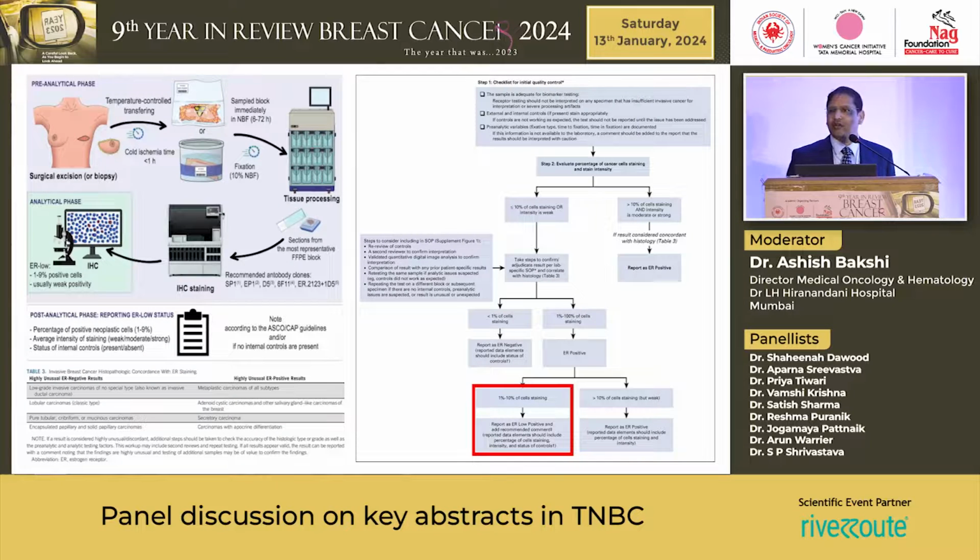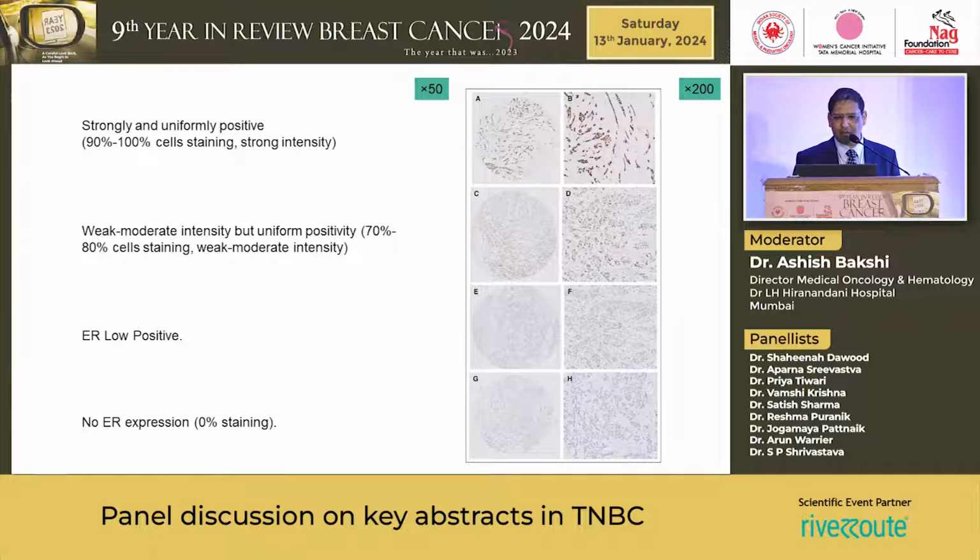Now, when pathology reports are generated, a lot of pre-analytical and analytical factors are there, and ER low breast cancer is a well-defined entity as per the ASCO-CAP guidelines. As you can see here, the topmost is the strongly ER positive. The third one, on low power, you do not see ER expression, but on a higher magnification, you see faint expression of ER. So this is the ER low subtype.